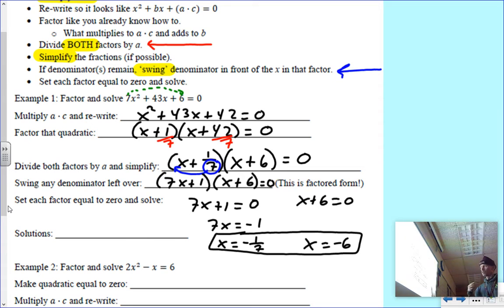Okay, so just to recap, make sure the quadratic is equal to 0, multiply the a and the c and rewrite it, kind of think of it like cheating. Factor what you have, and then divide both factors by your a, kind of undo the cheating. And then simplify the fractions, and then swing any denominators that are left over.